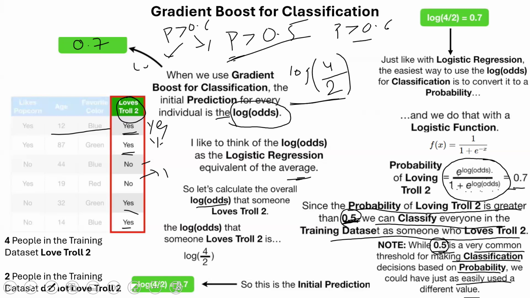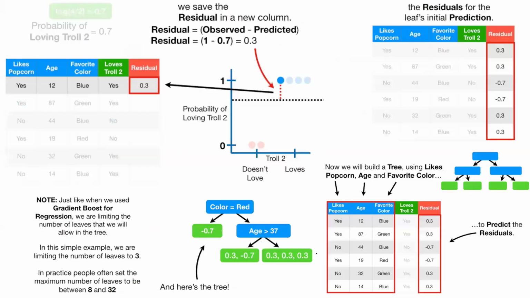Based on this value, your prediction will change. But for now, as I set the threshold to 0.5, and the probability that we calculated using the log of odds is greater than 0.5, I'm predicting every person loves Troll 2. That is the initial prediction that I'm making. The initial probability is 0.7, and I am predicting every person loves the Troll 2 movie.